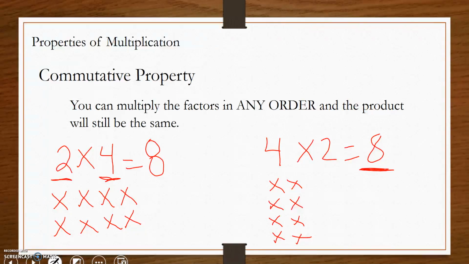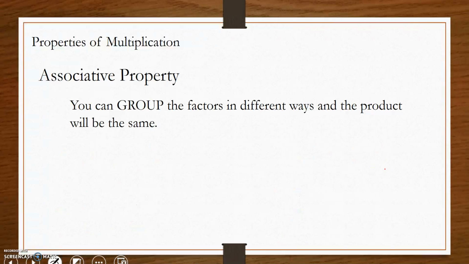Let's take a look at another property, the associative property. The associative property tells us that you can group the factors in different ways and the product will still be the same. So what this means is that if I have more than 2 factors, so say I have 3 factors, let's do 2 times 3 times 4. I can't solve this all at the same time. I want to pick 2 that I'm going to multiply first. So I'm going to start with the 2 times 3. I'm going to put brackets or parentheses around them, and I'm going to solve those first.